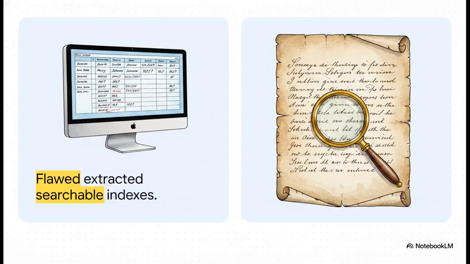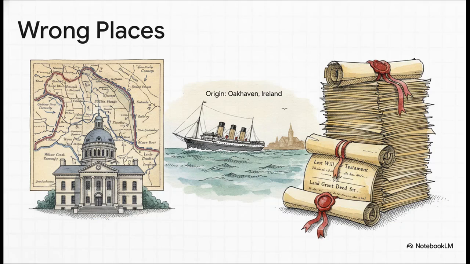Now, relying purely on extracted, searchable database indexes instead of original historical images, huge error. We just can't blindly trust database transcriptions. Why? Because indexers frequently misread faded, cursive handwriting. It happens all the time, and it leads to completely incorrect names and dates. The takeaway here is that you must always click through to view the original document image to verify the truth for yourself.